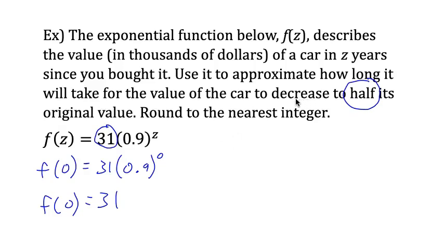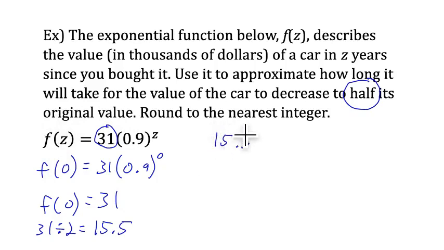Now we're wondering how long it will take for the value of the car to decrease to half its original value. So let's figure out half of 31. So 31 divided by 2. That will be 15.5. So half of 31 is 15.5. All right, so we're wondering how many years it takes for the value of the car to drop to $15.5 thousand. So 15.5 is actually the output for this function, because this function is telling us how much our car is worth.